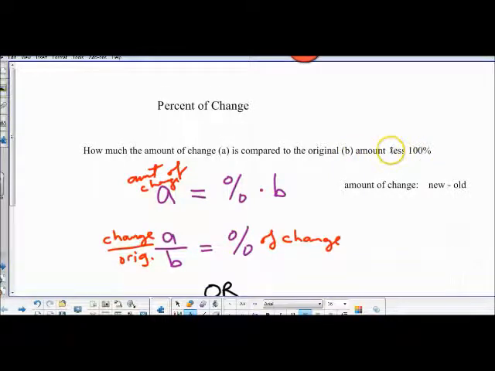Then we have this less 100% because any percent change is going to be something that is moved from 100%. So if we have the amount of change, and here's our formula, A equals percent times base, if I divide both sides by B, I get this formula here: A over B equals percent of change. So the amount of change divided by the original amount, that's the percent of change.